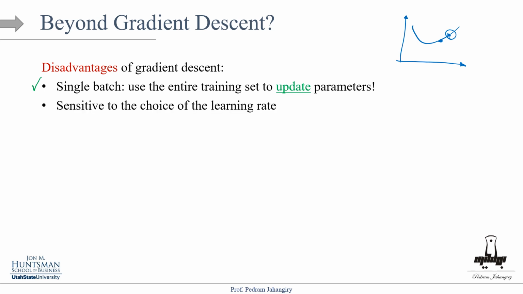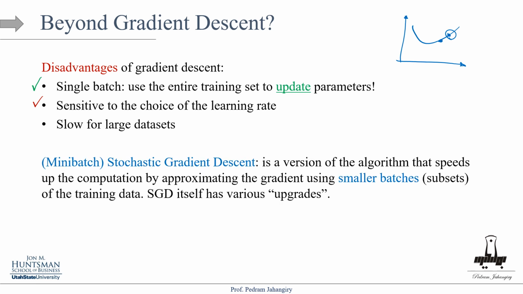The second problem that we just talked about is that it is sensitive to the learning rate, right? So finding that learning rate itself is going to be expensive. And obviously the combination of the two is that it's going to be slow for large data sets, right? So what is the solution? The solution is something called stochastic gradient descent, or in a more general term, mini batch gradient descent.